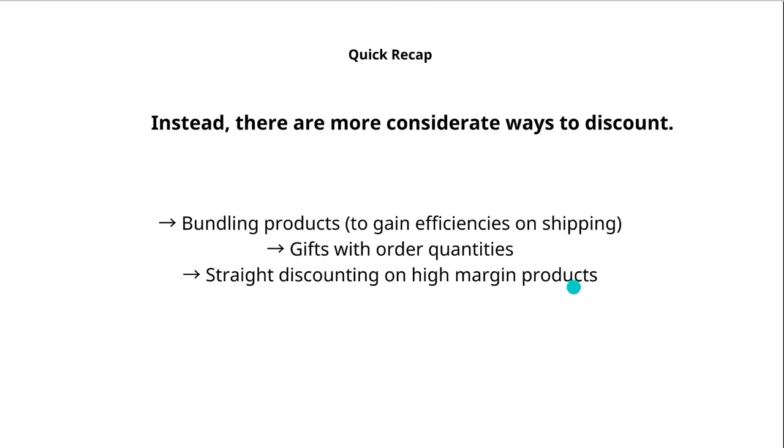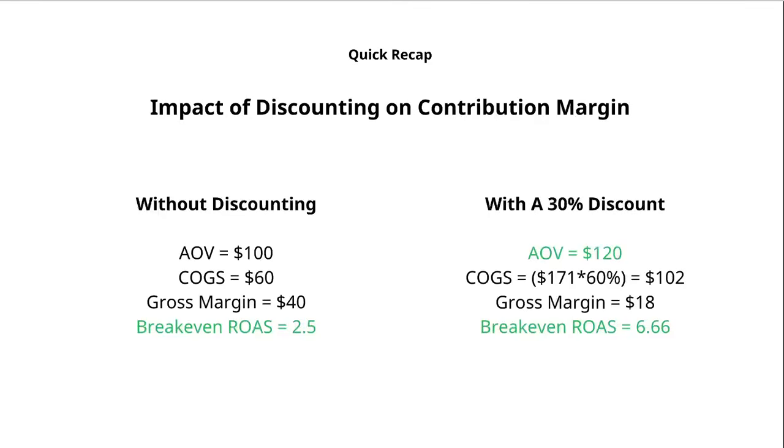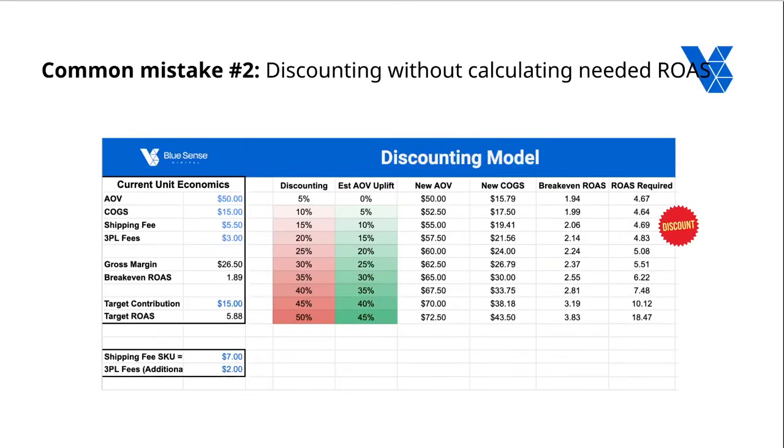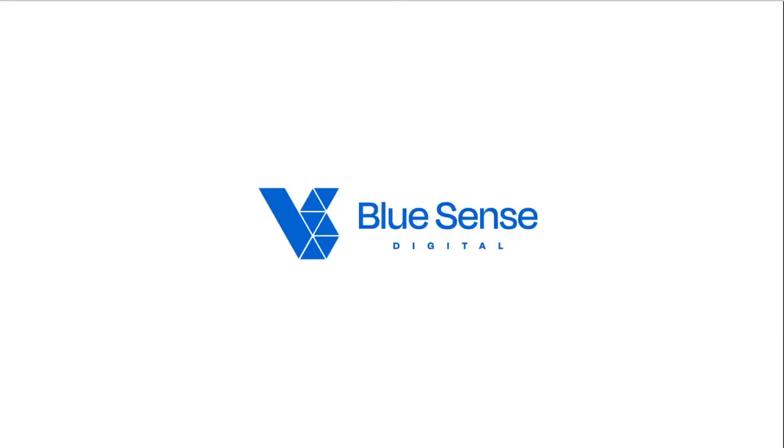And then the last one was that you can straight discount if you would like, but you need to be highly considerate of what your actual gross margins are, and you need to factor in all costs associated, which will then allow you to do a predictive model based on where you can actually discount and whether you can achieve the ROAS required to maintain profitability on each order.